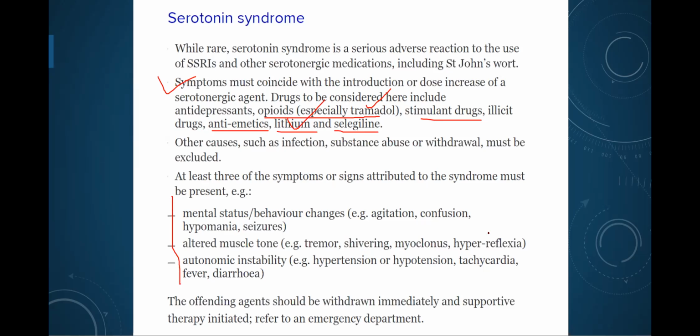What are the symptoms that you will look for in a serotonin syndrome patient? Three things. First of all, mental status. The patient will be confused and agitated, can have seizure as well. Muscle tone: the patient can have tremor, shivering, hyperreflexia, and autonomic instability.